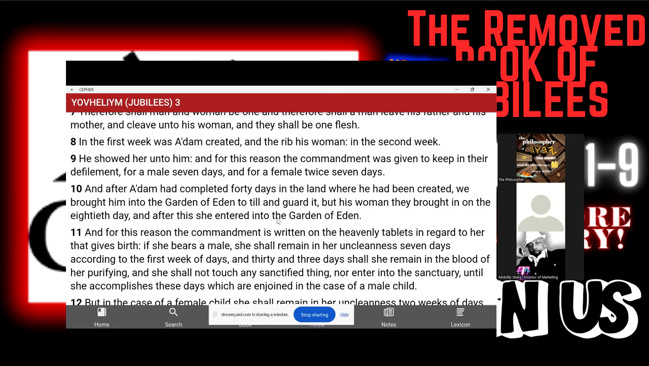And after Adam had completed 40 days in the land where he had been created, we brought him into the Garden of Eden to till the garden and guard it. But his woman they brought in on the 80th day. And after this, she entered into the Garden of Eden. And for this reason, the commandment is written on the heavenly tablets in regard to that gives birth.